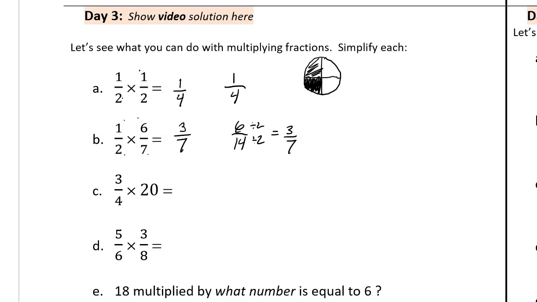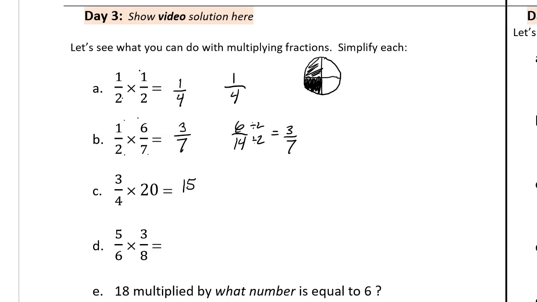Question C, 3/4 times 20. Let's see if we can mentally think through the answer. What's 1/4 of 20? Dividing 20 into 4 equal parts would make 5 items in each of those parts. 1/4 of 20 is 5. So then what's 3/4 of 20? That would be 3 times 5, 15.